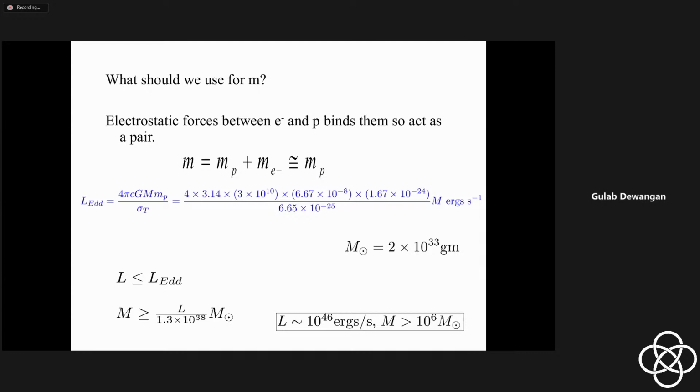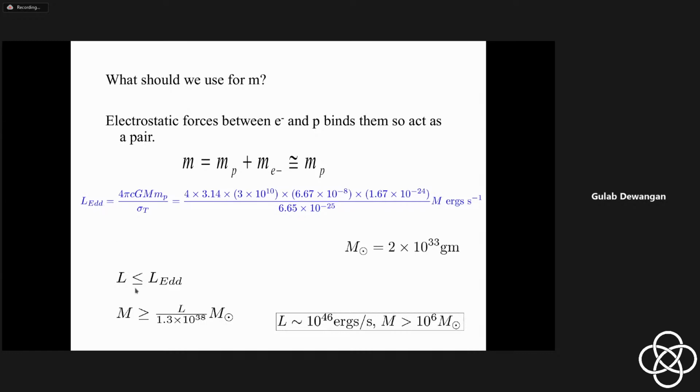Actually, the photon scattering occurs on electrons, but the electrons and protons are bound to make a pair due to the Coulomb interaction. So when we use the mass, we need to use the mass of the proton divided by the Thomson scattering cross section. You can put in the values of these things and put the mass, capital M, in units of solar mass, 2 times 10 to the power 33 grams per second.